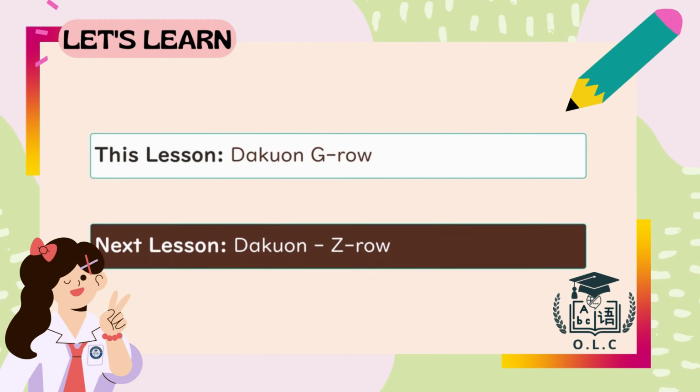In the next lesson, we will learn to add ten to characters in S row to form voiced Z sound.